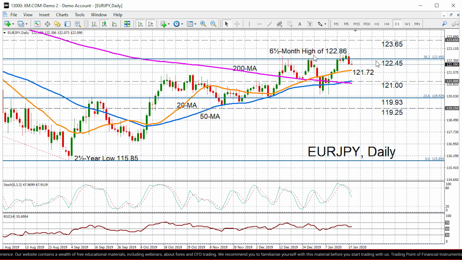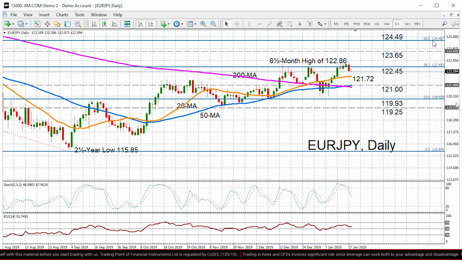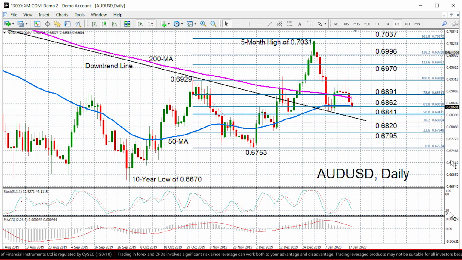To the upside, if we do see prices bouncing off the 20-day MA, we could then see a retest of that 6.5 months peak of 122.86 earlier this month, and then higher up we have the 123.65 level, a previous resistance barrier, and then above that we have the 50% Fibonacci at 124.49.